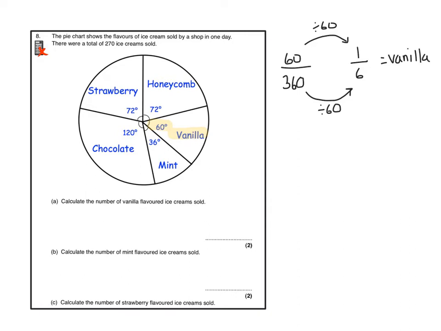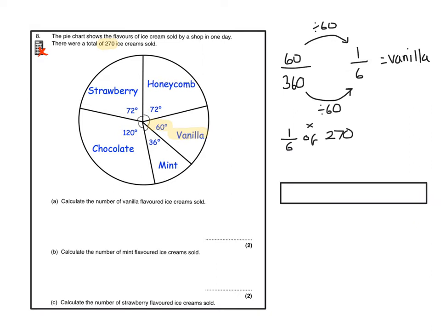Okay, so I want a sixth of all of the ice creams, which was 270. Remember, in the question it says there was 270 ice creams in total. Now remember, in maths, if it was calculator, I could just be doing a sixth times 270. It's non-calculator, so I'm going to get my bar model. So here's my bar, and we're going to split it into 6.